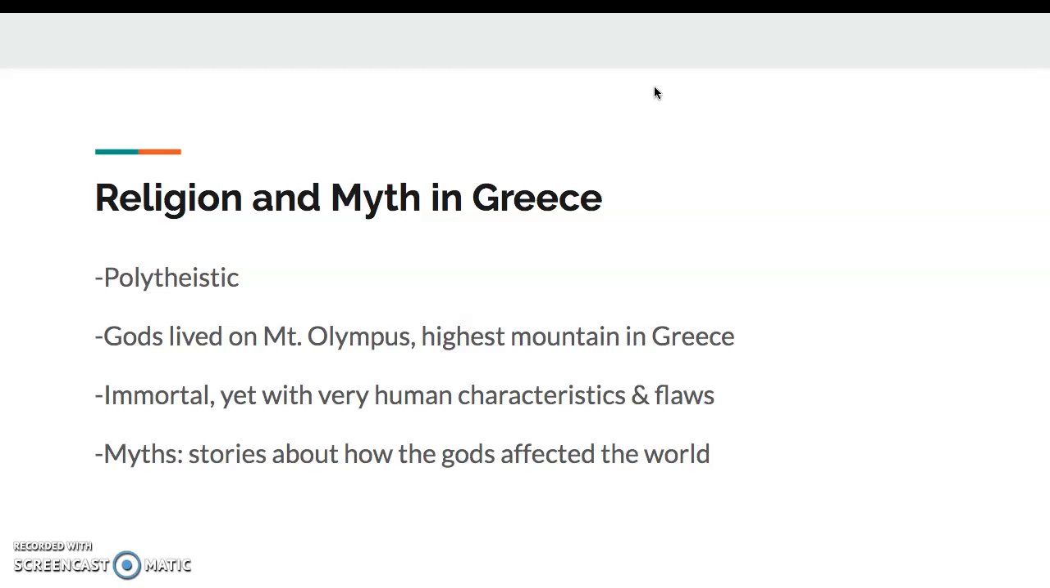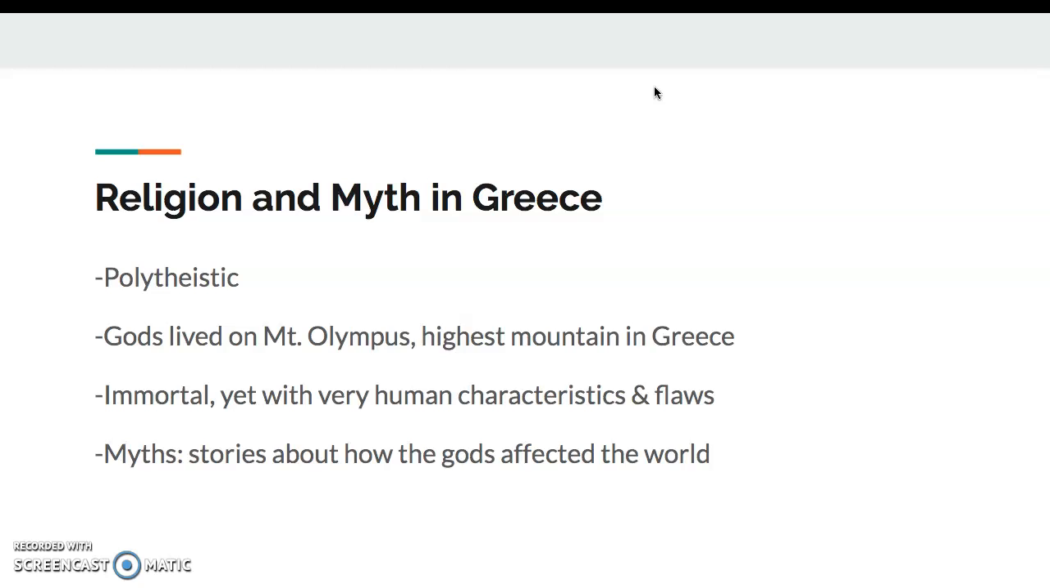All right, getting on to the last little section that we got today. Religion and myth in Greece. This is always the most interesting thing that we get to talk about with this because the gods are so crazy. Very polytheistic. If you don't know that, you need to watch Hercules. Gods lived on Mount Olympus, which is the highest mountain in Greece, so high up that most of the year you have clouds at the top so you can't really see what's going on. But there was their idea of the gods' home, kind of like heaven.